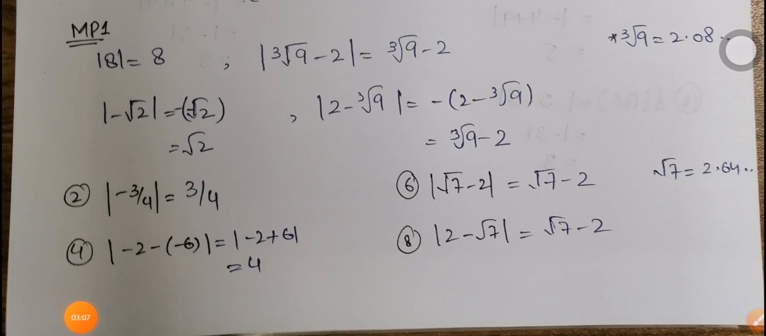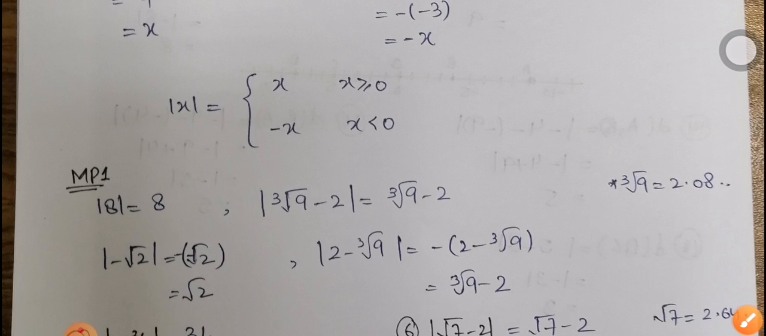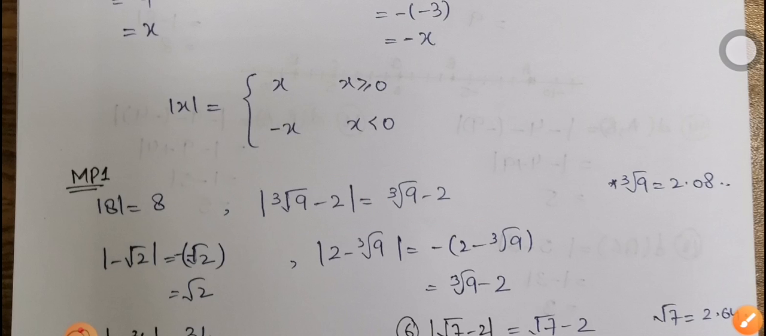Here we have math problem 1. The absolute value of 8, obviously, is 8. Next, the absolute value of cube root of 9 minus 2. Now the cube root of 9 is equal to 2.08, so it is going to be a positive number, and for positive we have to put the number as it is. There is no change on the number. So the absolute value of cube root of 9 minus 2 is equal to cube root of 9 minus 2.